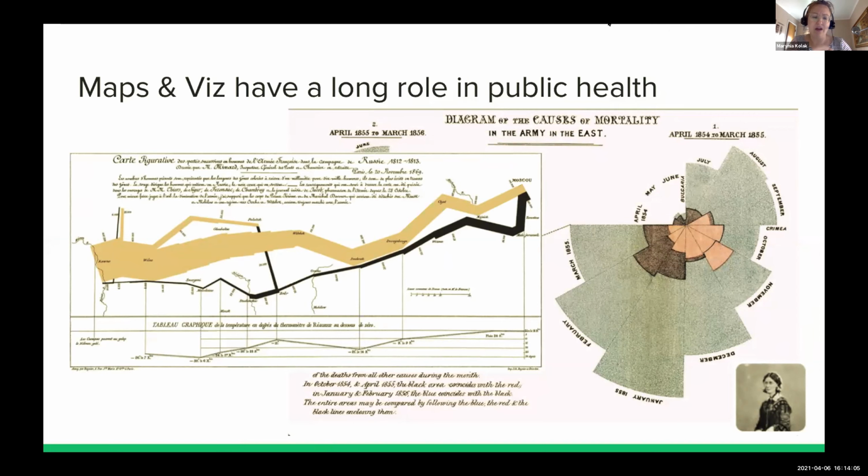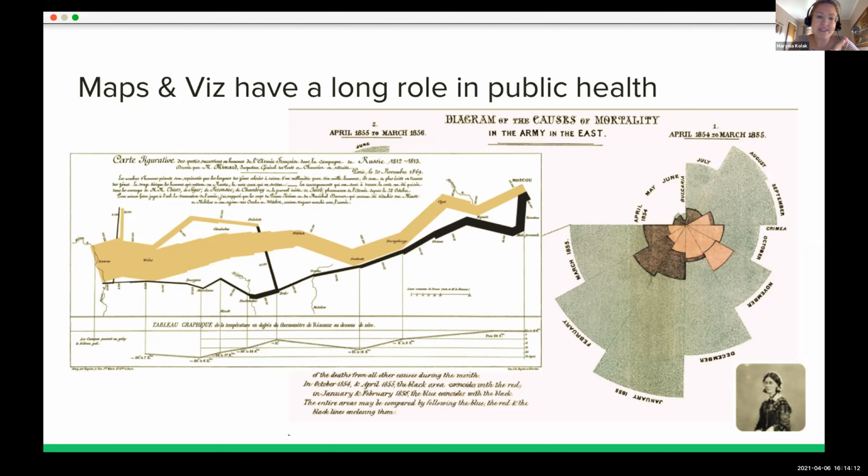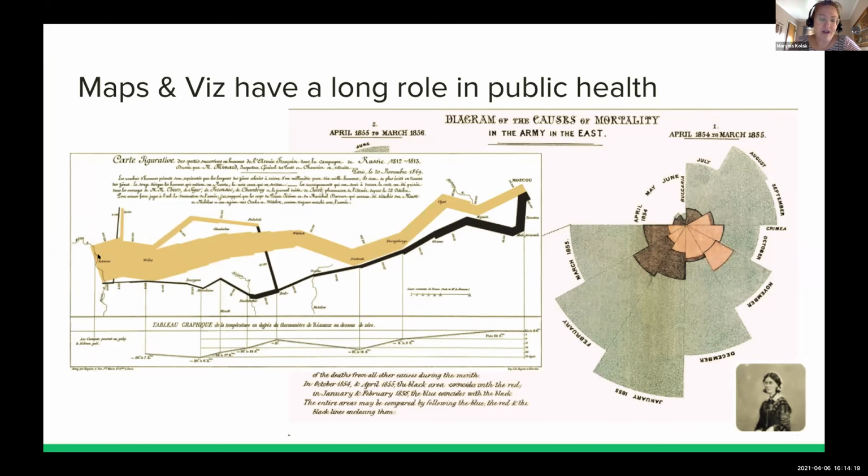specifically within Europe in the past, over 100 years ago. On the left-hand side, we see a Sankey diagram. This is visualizing the march of Napoleon's army to and from Moscow. On the right-hand side, we see a Rose diagram from Florence Nightingale, who was also a statistician, that is highlighting different mortality rates that come from different aspects of war.